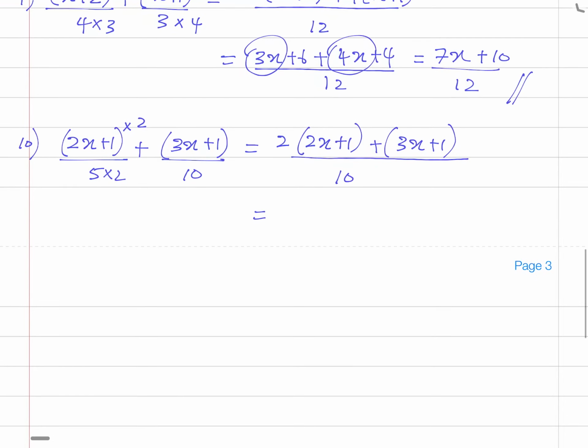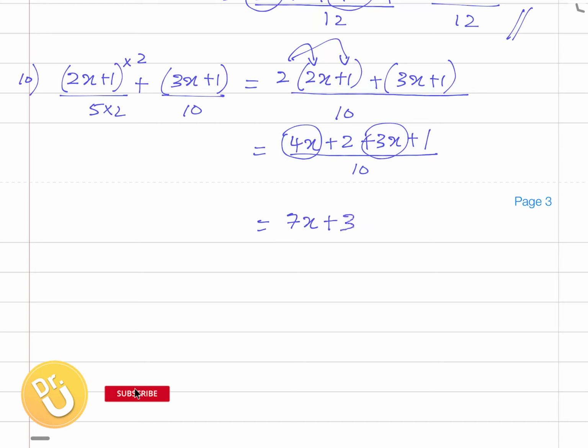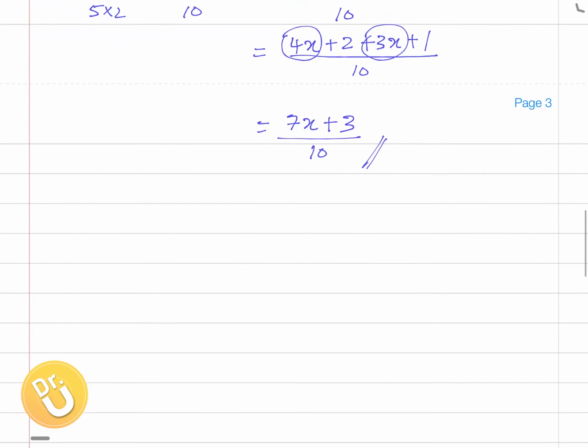In this case, you can simplify the numerator. 2 times 2x is going to be 4x, 2 times 1 is going to be 2, plus 3x plus 1, and in the denominator you get 10, right? Then you have similar terms. 4x plus 3x is going to be 7x, plus 2 plus 1 is going to be 3, divided by 10, and that would be the answer to that question.